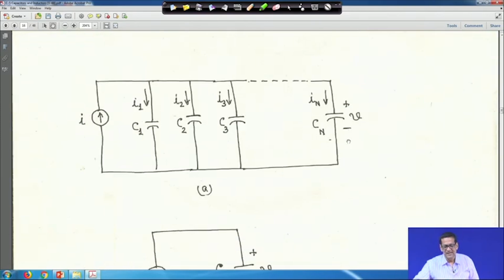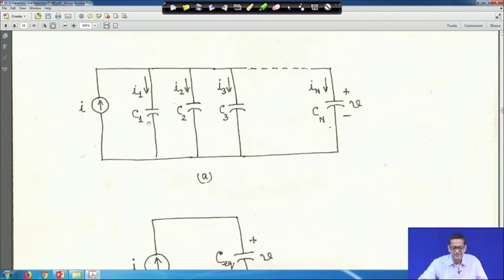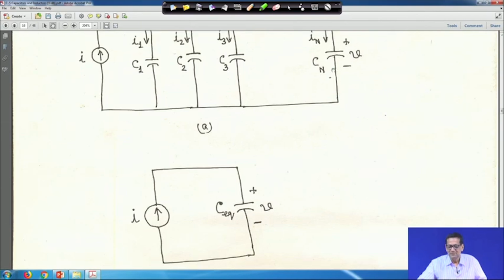Now, if capacitors are connected in parallel, it will be in the same manner as when you calculate resistors in series. In this case, a current source is taken just for easy analysis, and capacitors C1, C2 up to Cn are in parallel, with voltage V. So, all are in parallel, and the voltage across C1, C2, C3 is V. That means voltage remains the same, and this is C equivalent for parallel connection.